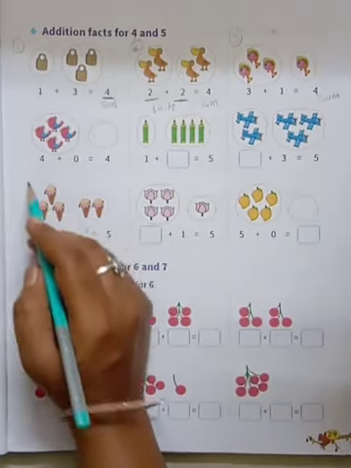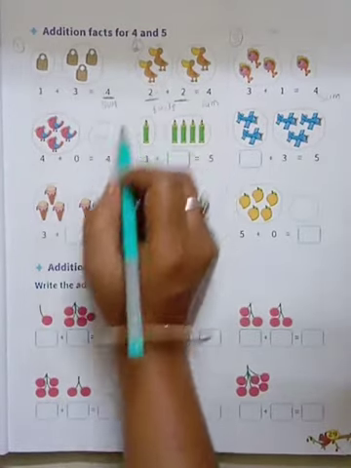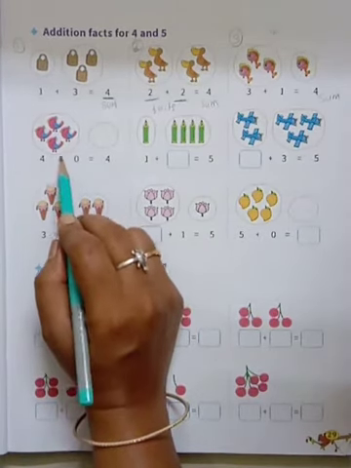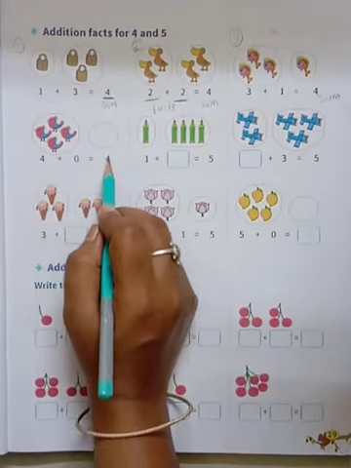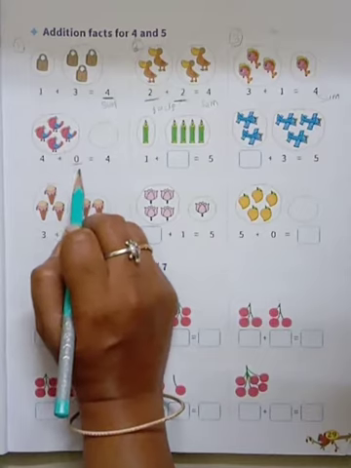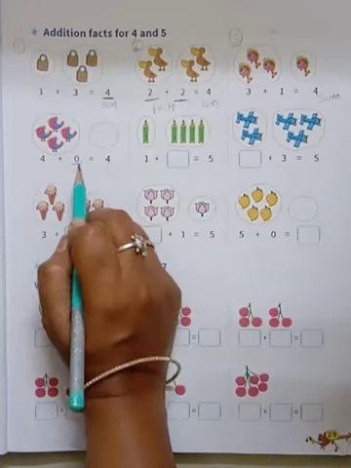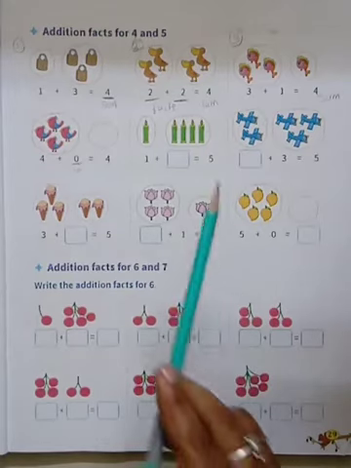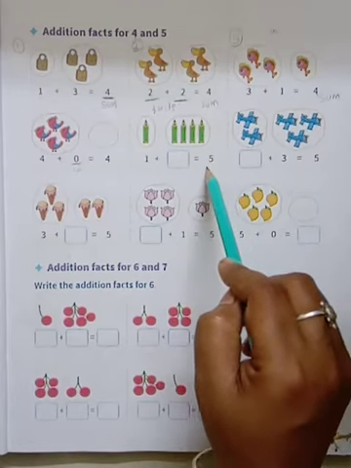Down below they have given some other things. You can see there is one more fact to get the sum as 4: 4 plus 0. When you add 4, the entire number, with a 0, you are going to get the same number. So the 0 has no value, that is none. When you add the number 4 with none, you are going to get the same result. In the same way, they have given the different facts to get the sum as 5.